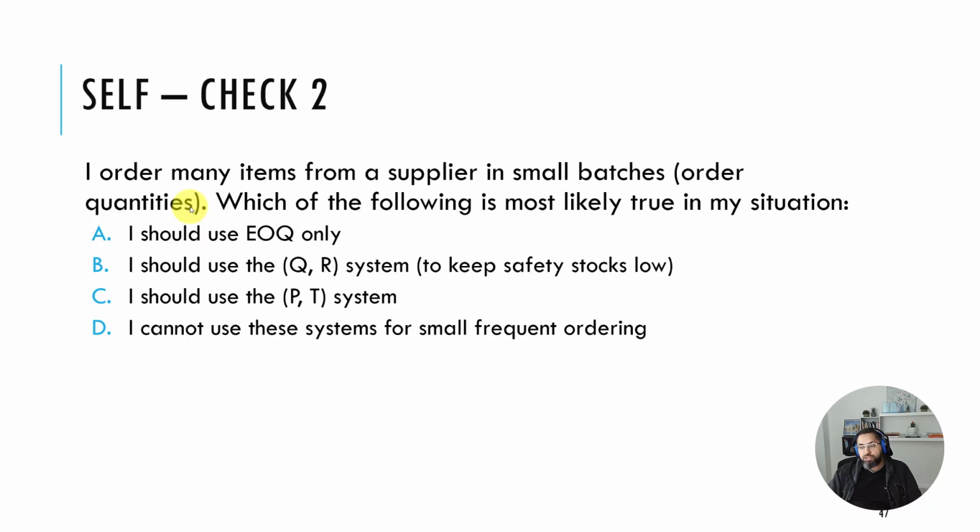Okay, so we should use the PT system. Remember we said the main advantage of a PT system is you could combine shipments. If you're placing many orders, each order has a small quantity, then those orders could be batched or clubbed together into one shipment. And that's a big advantage of the PT system. So this question is basically giving you the advantage of the PT system. And if that advantage is there, it's most likely going to be the best system to use, given the options. So C is the right answer.